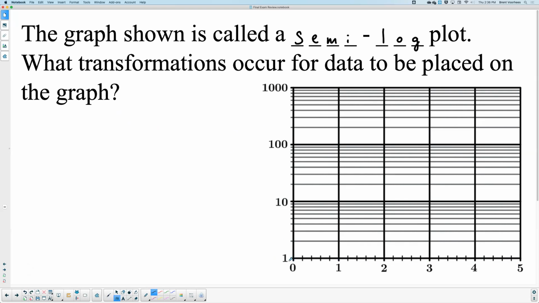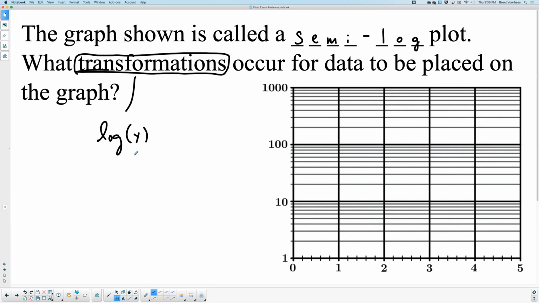Looking at the x's, do the x's look like they've been changed? If you look at the y's, do they look like they've been changed? Yeah, they're counting weird. How did we get these weird values? What we did is we took a log. I'm answering this question: what transformations occur? We take the log of the y values. So you take a log of the y values, a common log.